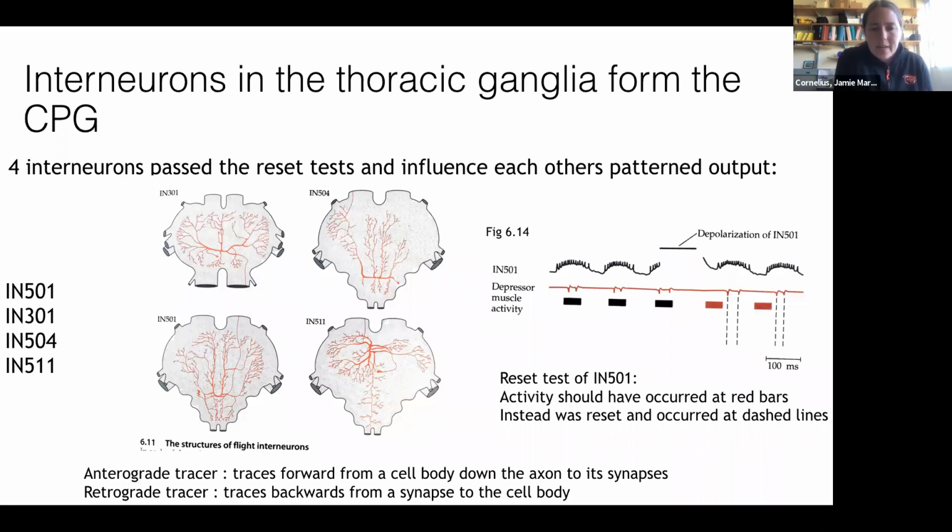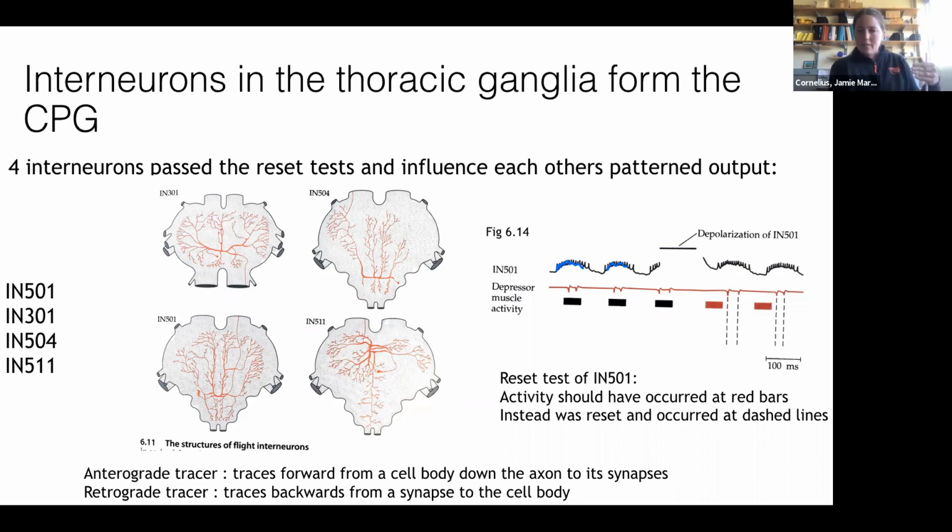Okay, so on the right side of this figure is a reset test of interneuron 501. It's also showing the depressor muscle activity along with it. What you can see is that interneuron 501 becomes really active rhythmically. I'll just do it in blue, it doesn't matter. So you can see this rhythmic output of interneuron 501.